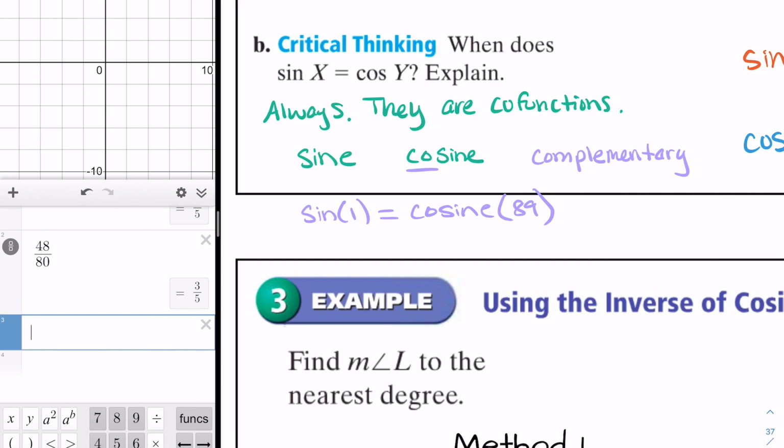Tangent, I didn't teach you this. You don't need to know it right now. We're not going to use cotangent, but the same thing happens for tangent. So the tangent of 1 equals the cotangent of 89, and so on. Okay?